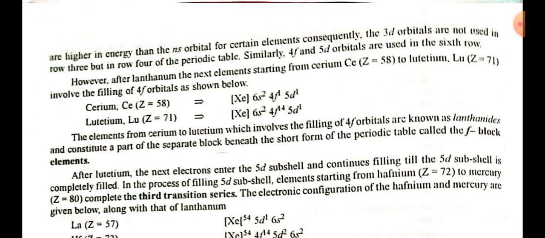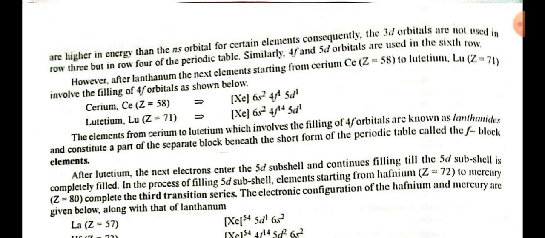If you recall, this transition series is the only incomplete d transition series. The electronic configuration of actinium is, however, after actinium, the next elements starting from thorium to lawrencium involve filling of 5f orbitals. This is because the 5f subshell penetrates the 6s and 6p subshells and is not shielded well from the nuclear charge. Consequently, the energies of 5f orbitals decrease considerably.